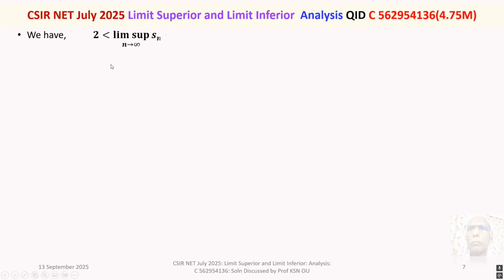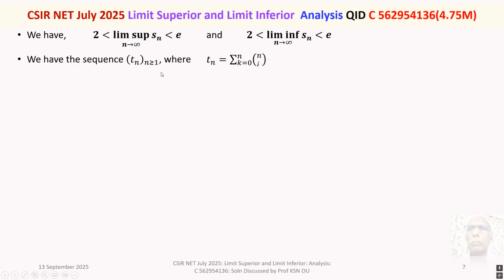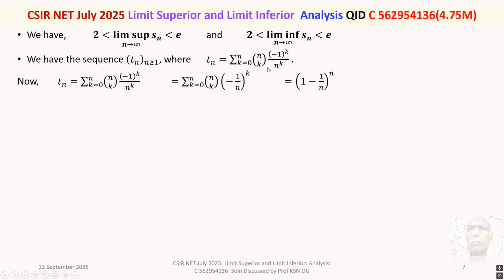Right. We have already seen 2 less than limit superior of Sn is less than e, 2 less than limit inferior of Sn is less than e. We have the sequence Tn, n greater than or equal to 1, where Tn is given by sigma k equal to 0 to n nCk into minus 1 to the power of k by n power k. Now Tn can be written as sigma k equal to 0 to n nCk into (minus 1 by n) to the power of k. This is precisely equal to the binomial expansion of (1 minus 1 by n) to the power of n.